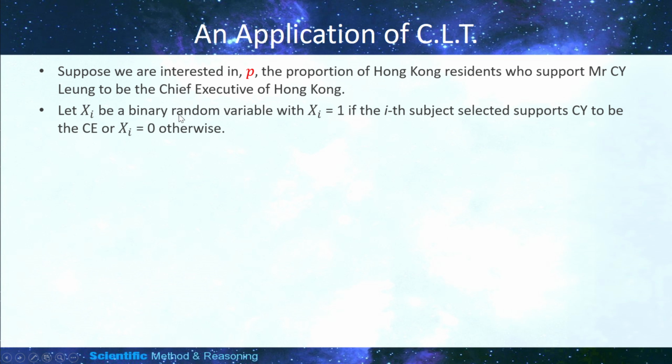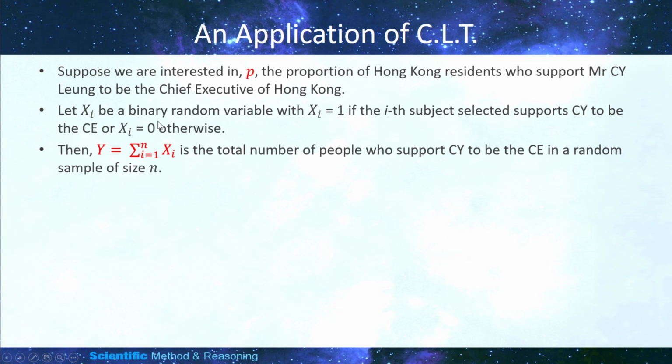And we let xi be a binary random variable with xi equals 1 if the ith subject selected supports CY to be the chief executive, or xi equals 0 otherwise. Now, xi equals 1 if the ith subject selected supports CY, and xi equals 0 if the ith subject selected does not support CY to be the chief executive. And define y to be the sum of the xi's.